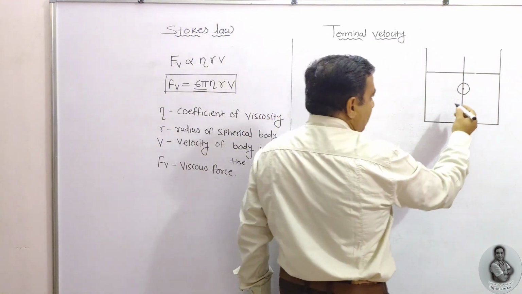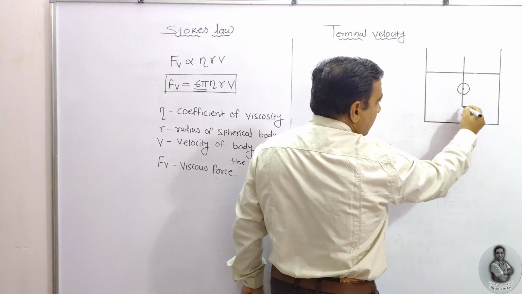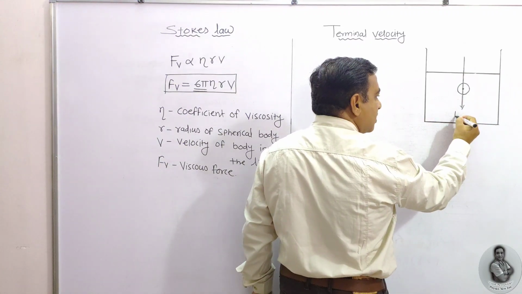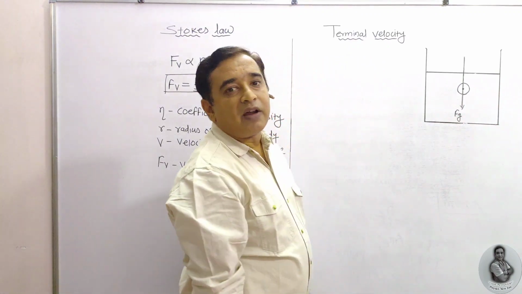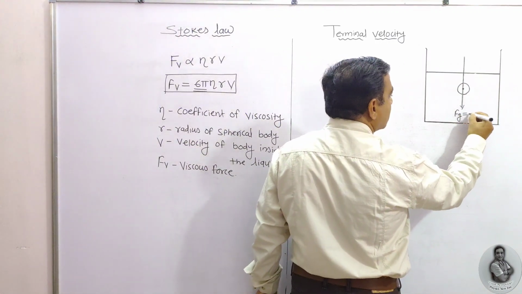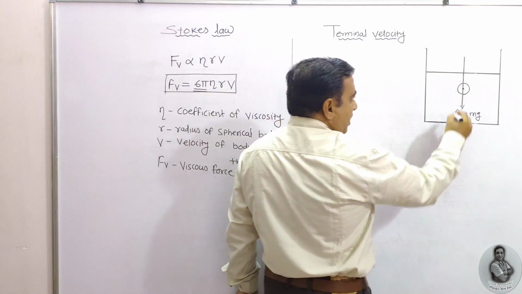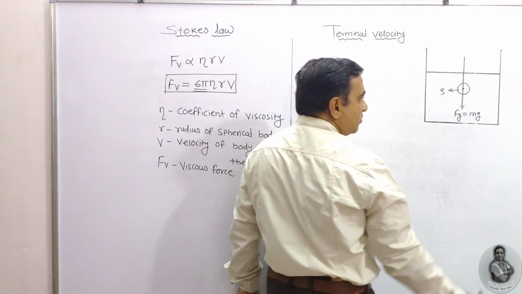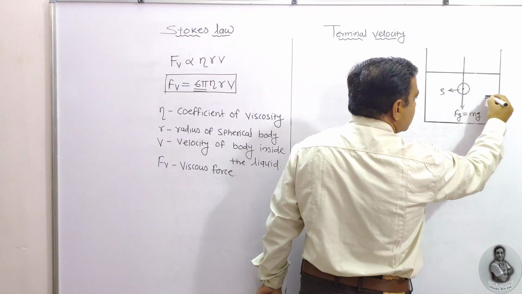Here, consider a spherical body which is coming from this side and goes in a downward direction. In the downward direction there is one force which is acting, known as the gravitational force. And we know that gravitational force is equal to the weight of the body, that is mg. The spherical body has density rho and the liquid surrounding it has density sigma.